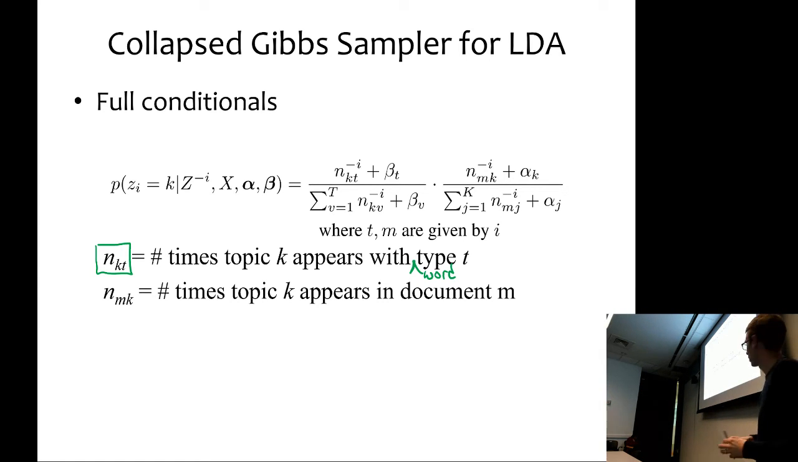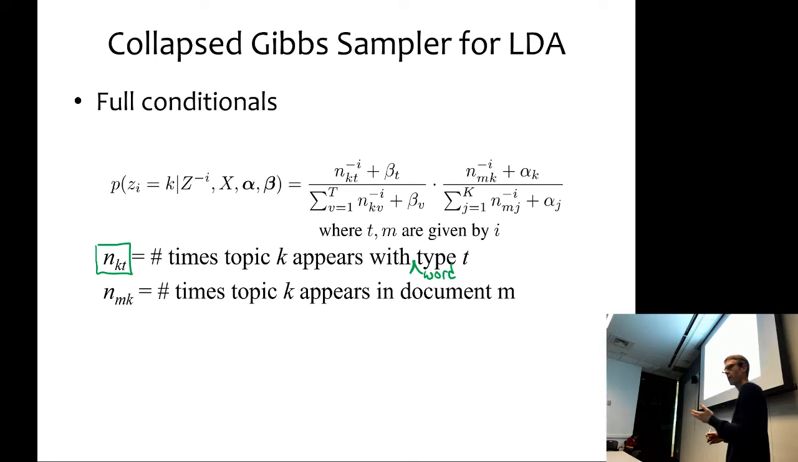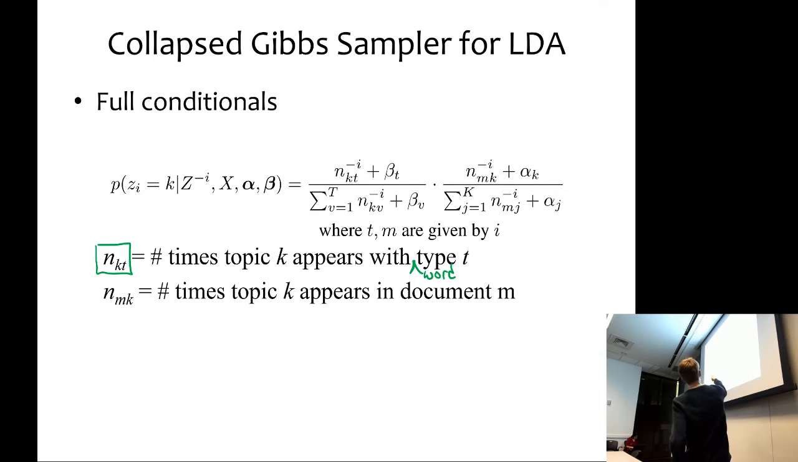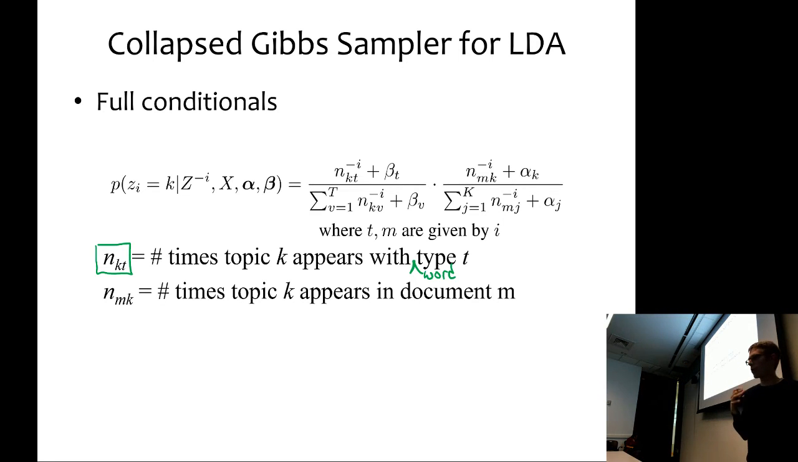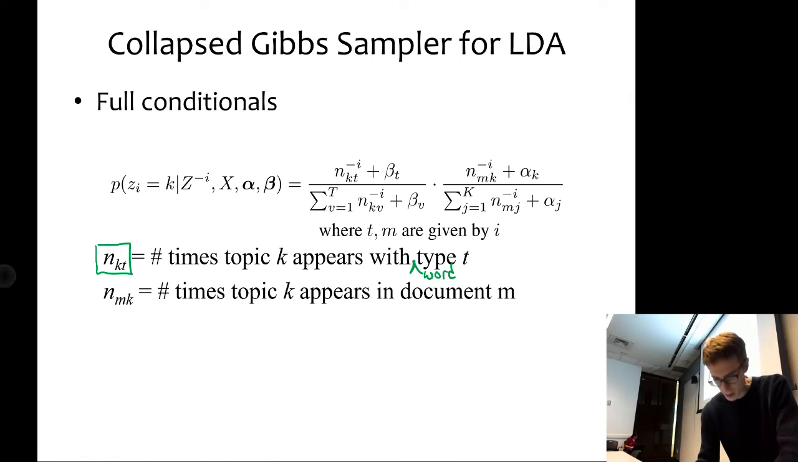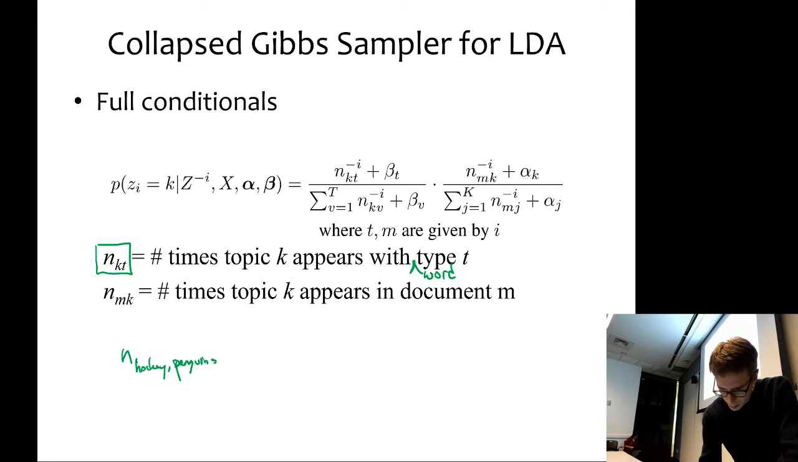So, for example, we might not know it yet, but maybe topic k is going to end up being something about hockey, and the word t might be the word penguins. And so N sub hockey, comma, penguins is just the number of times that some Z_mn equaled hockey and X_mn equaled penguins.